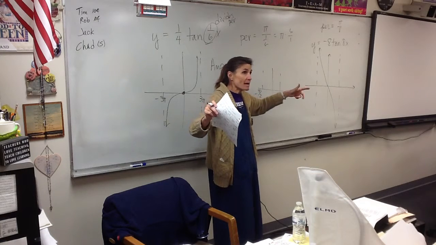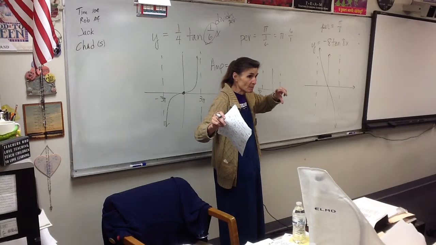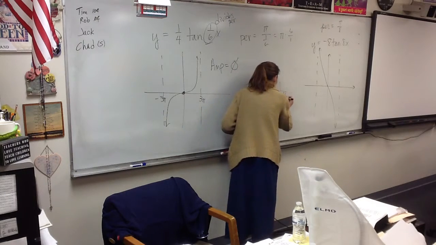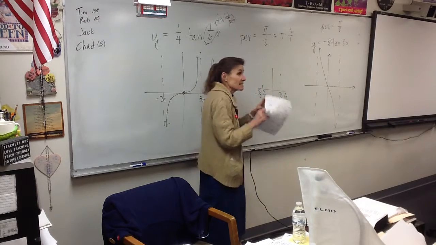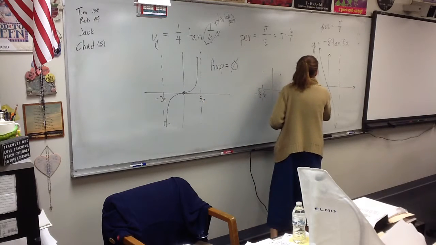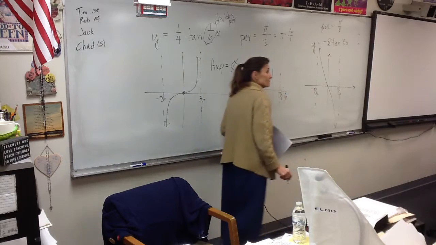Well, division by 8 is the same as multiplication by 1/8. So I'm going to multiply these by 1/8, and what are the labels on my asymptotes then, since everything gets divided by 8? Negative pi over 16 and positive pi over 16.